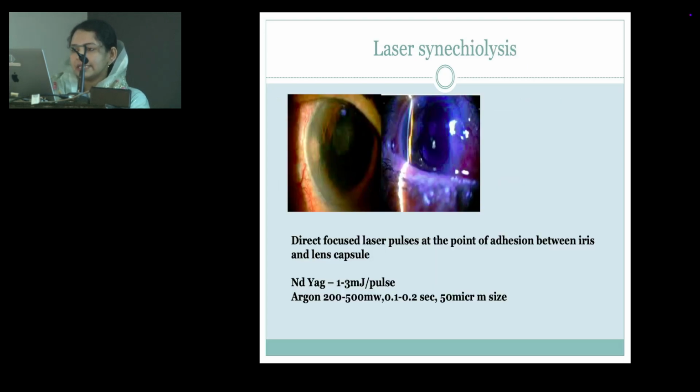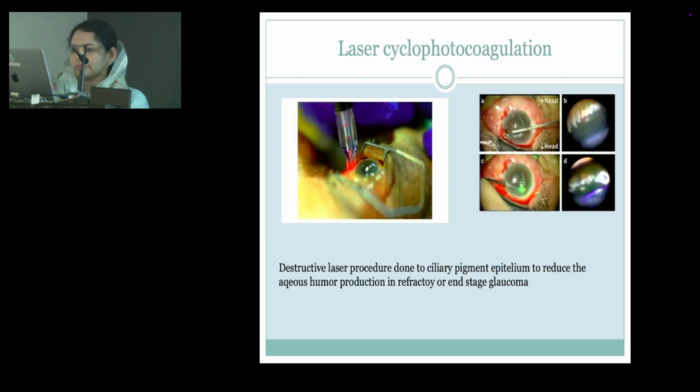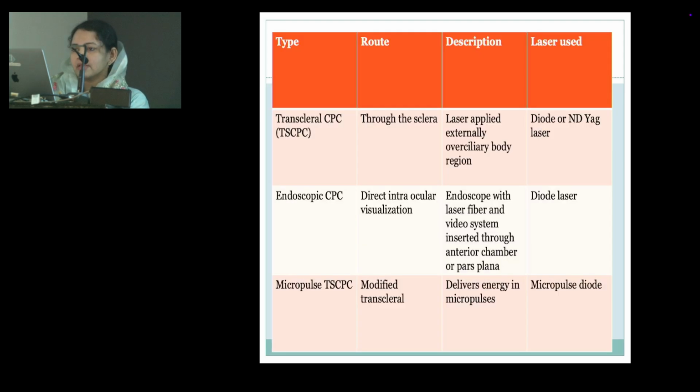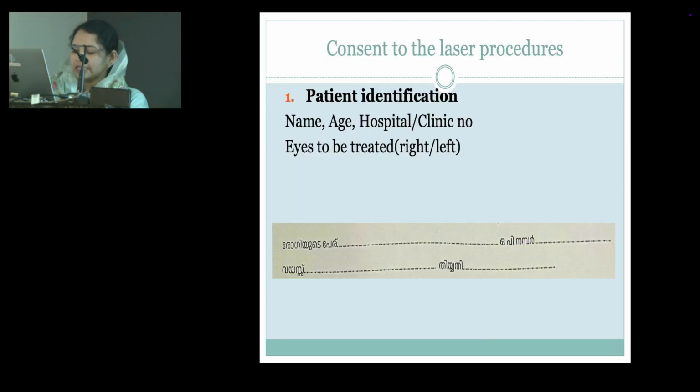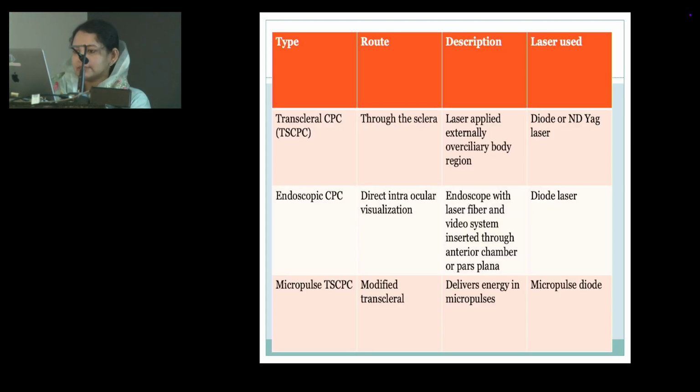And laser synechiolysis is to prevent the adhesion between the iris and lens capsule. Laser is used. Then next is the laser cyclophotocoagulation, the destructive laser procedure done to the ciliary pigment epithelium to reduce the aqueous humor production in refractory or end-stage glaucoma. There are different types of cyclophotocoagulation: transscleral, endoscopic, and micropulse. We will come to each and every one in detail in the next sessions.